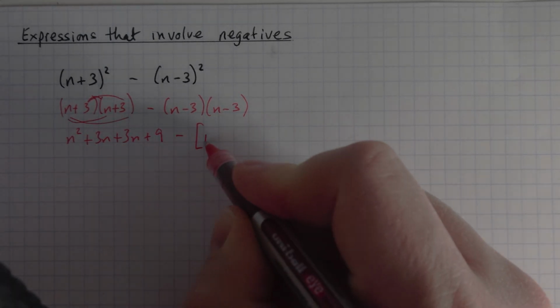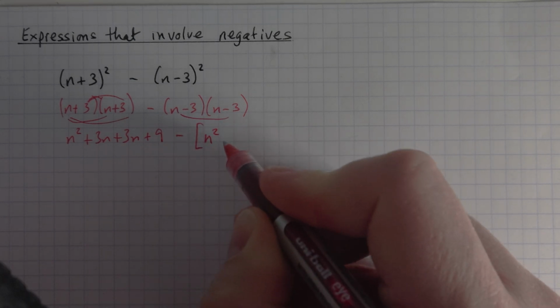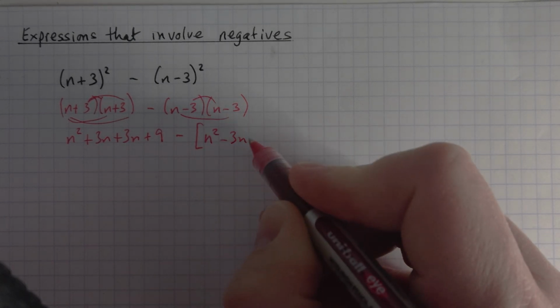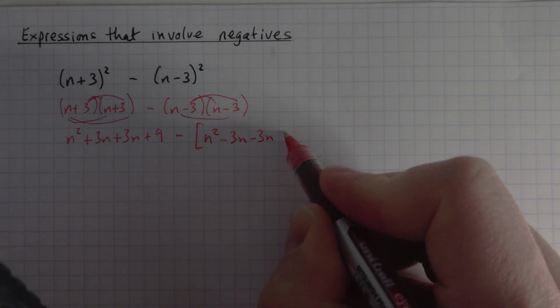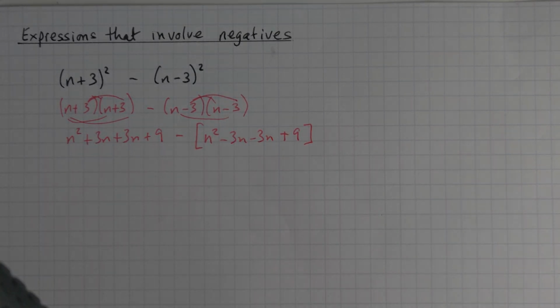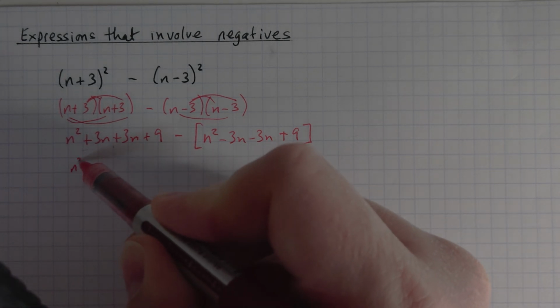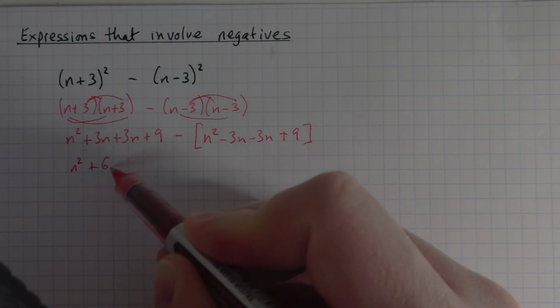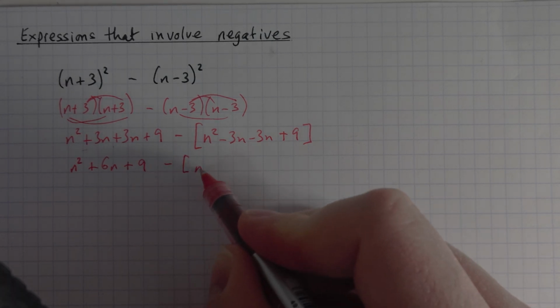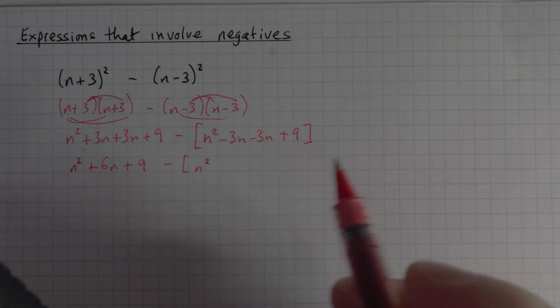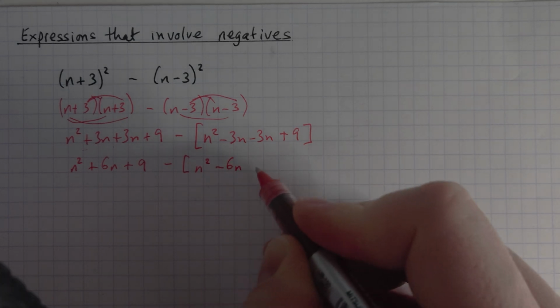n times n is n squared. n lots of minus 3n, minus another 3n, and careful here, minus 3 times minus 3 is positive 9. So we're going to do all of this, take away all of this. I think the next thing I would like to do is collect the like terms. So I'll say that 3n plus 3n is 6n. And I'll collect the like terms in the brackets as well. Minus 3n, take away another 3n is minus 6n.